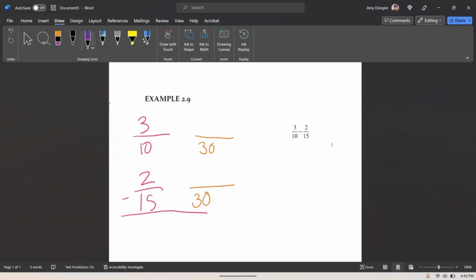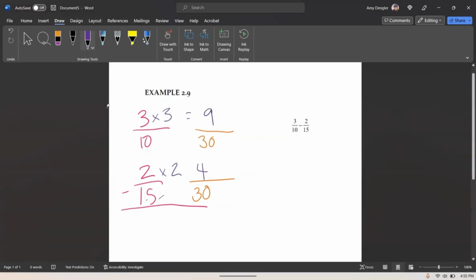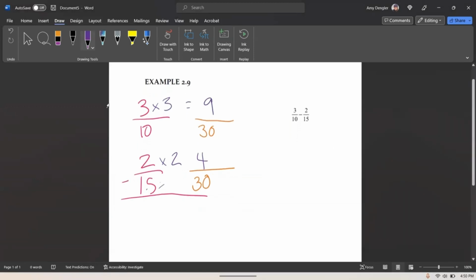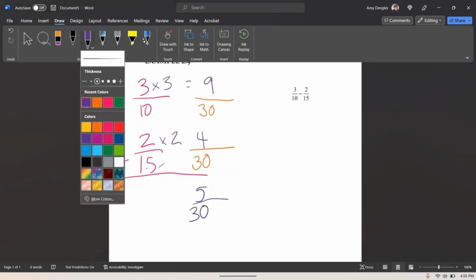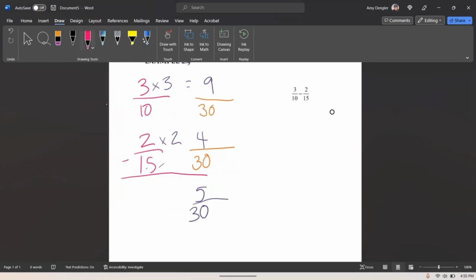All right, so now to do this, 15 goes into 30 twice. So 2 times 2 is 4. And then here, 10 goes into 30 3 times. And again, I'm not using my calculator, but if you need to, you totally can. And that is 9/30. So now I just need to subtract 9 minus 4, which is 5. 5 over 30.